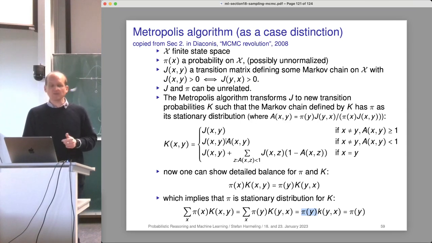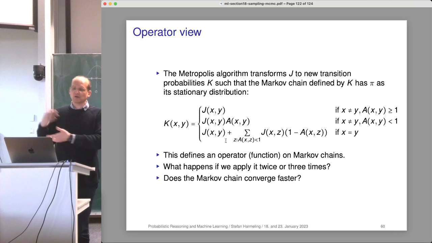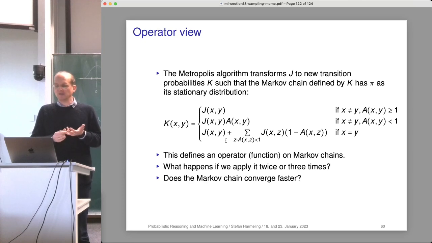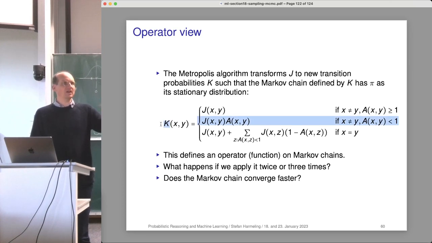So this is a different way to write down the Metropolis-Hastings algorithm for a finite alphabet. And I call it the operator view, right? Because you take a matrix J, you take a distribution pi, and then you want to sample from it. And to sample from it, now we take the J and the pi and get a K. And from the K, now we can sample. And of course, we can ask funny questions. What if I applied this operator again to K? I get another K prime and another and another. That's something nice to try. I haven't tried it yet, so that might be an interesting question if you're curious.